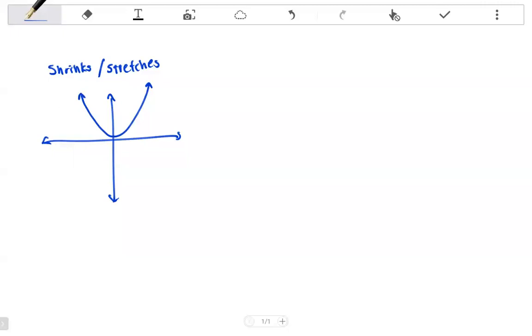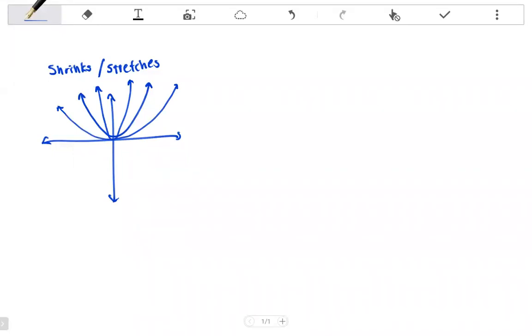Nobody? Okay. So we're going to do what I think is the hardest part of transformations: shrinks and stretches. From the two previous examples, we never really touched the graph. We only moved it around and reflected it. The actual graph didn't change shape. But now we're going to make it change shape. So for example, if it's y equals x squared, can we make it wider, or can we make it more narrow? That's what shrinks and stretches are.